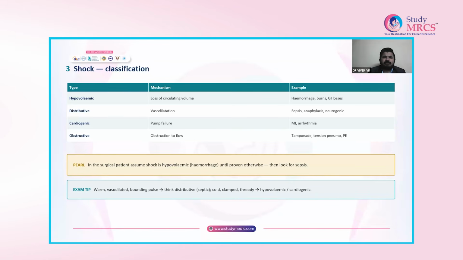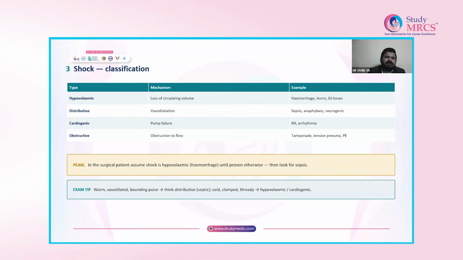So what about the distributive shock? Distributive shock means a problem related to distribution, which may be due to vasodilatation, and that is seen in sepsis, anaphylaxis, and neurogenic shock. In neurogenic shock, the vessel tone is lost and the vessels become vasodilated. So that is about the distributive shock.